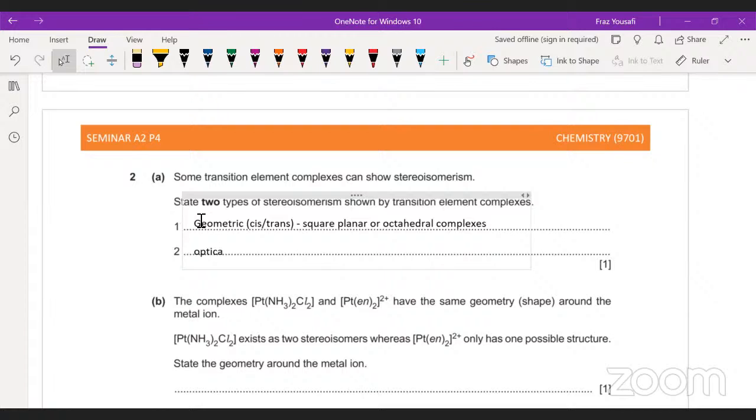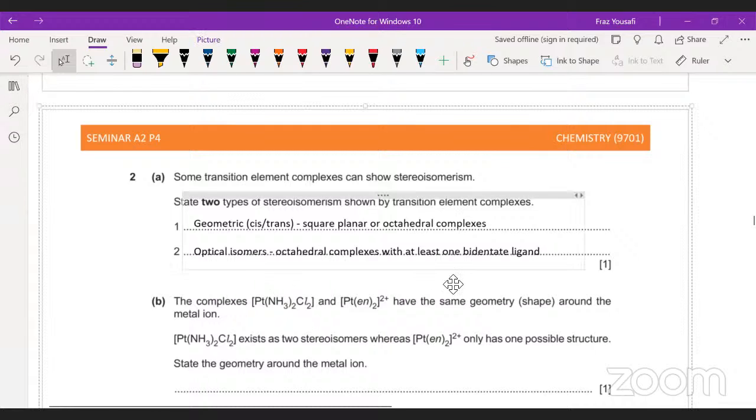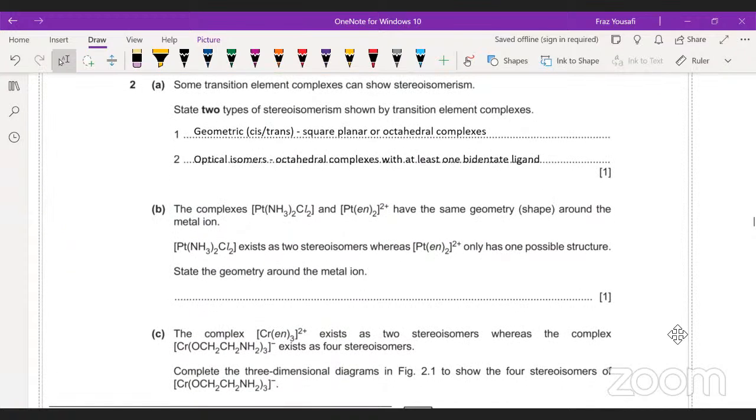The other one are what we call optical isomers or enantiomers, and this will only be true for octahedral complexes with at least one bidentate ligand. So you won't see it with those things like CuH2O6 or any of those particular types. You have to have a bidentate ligand for optical isomerism to occur, right?